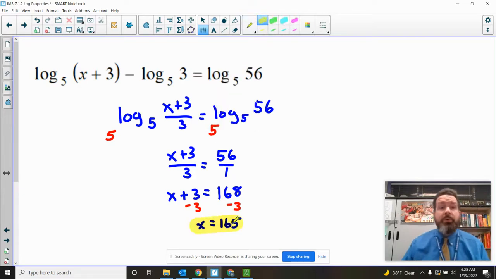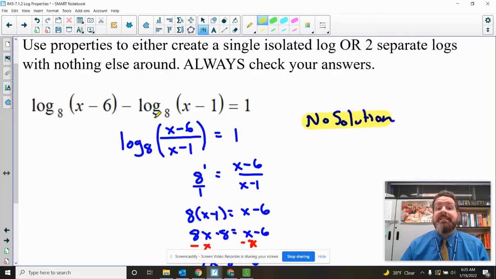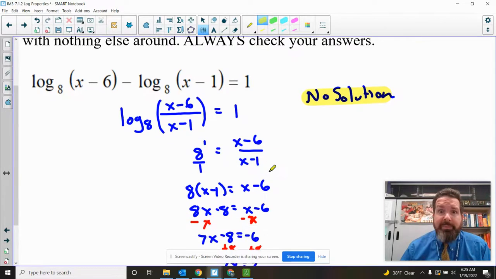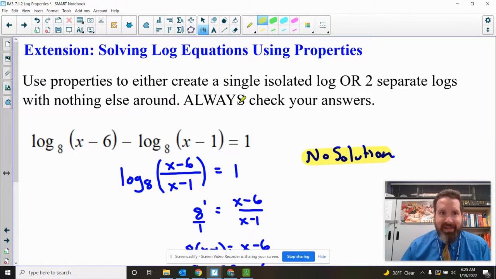So the checks matter. Use the properties to make your equation a little bit simpler. We've seen that sometimes that means you get two separate logs that you can exponentiate away. Sometimes you get a single log that you can write in exponential form to take care of that logarithm. But make sure you always check your answers. That's a takeaway from here.